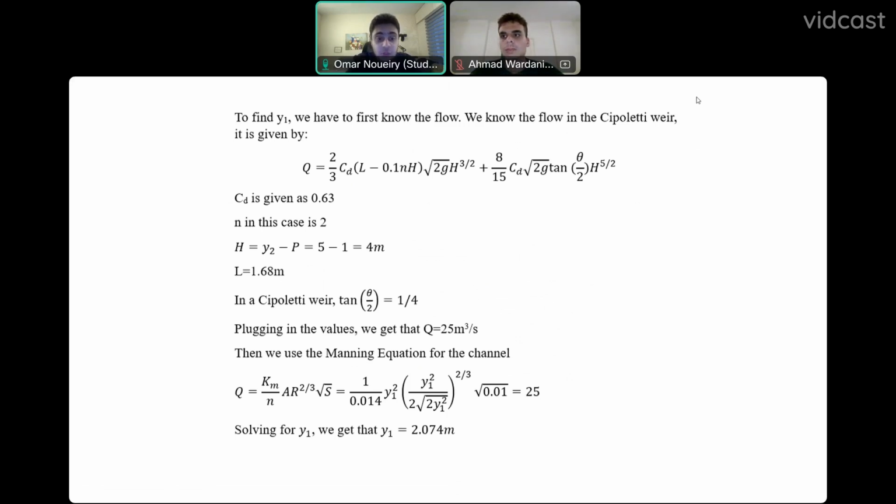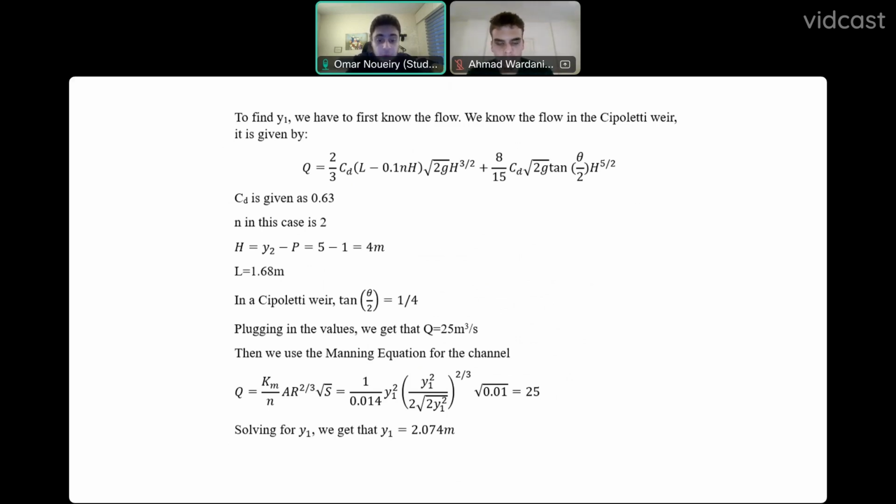To find H, we need to subtract the height of the weir, which is P, from the total depth above the weir. So we get 5 minus 1 equal to 4 meters. We have that L equal to 1.68 from the given. And in a Cipolletti weir, we know that tan theta over 2 equal to 1 over 4, equal to 0.25. Plugging in the values into the equation, we will get that Q equal to 25 meter cube per second.